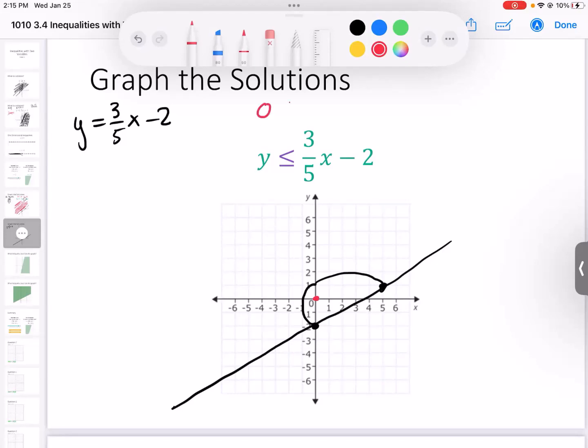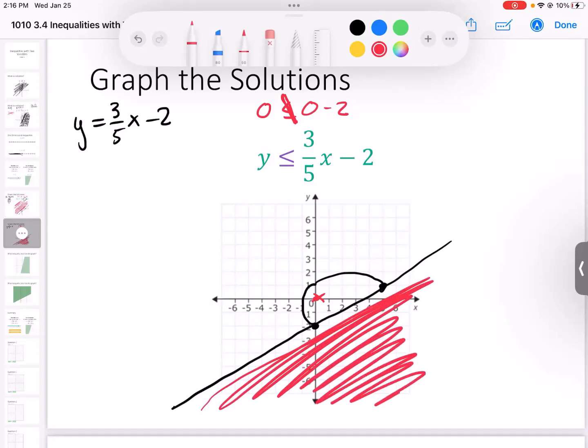And if I plug in a 0 in this case, I get 0 is less than 3/5 times 0, which is 0, minus 2. Is that a true statement? Yep, I'm seeing some head nods. So that is not true, which means this is not a solution, which also means everything on that side of the line is not a solution, because this line is the boundary between solutions and non-solutions. So if that one point is not a solution, everything else on that side of the line will not be, and this side of the line will be the solutions instead.